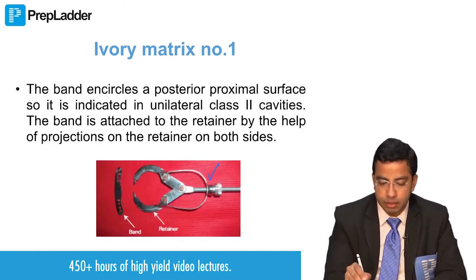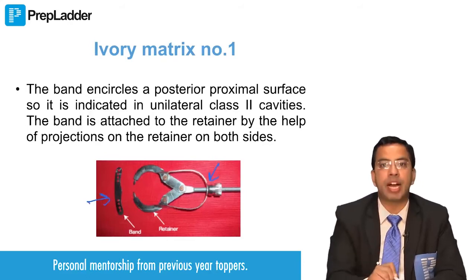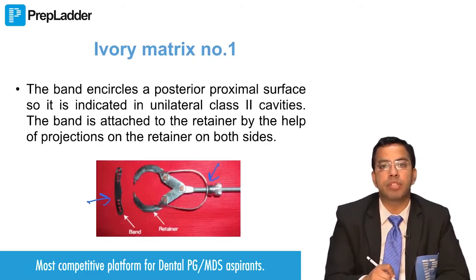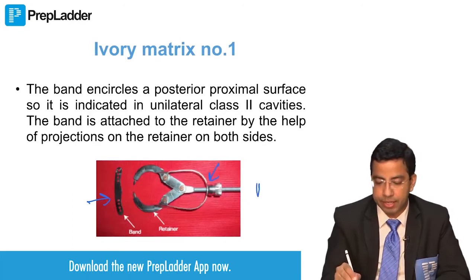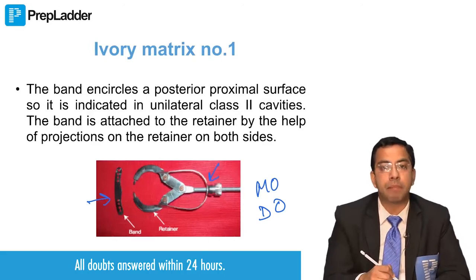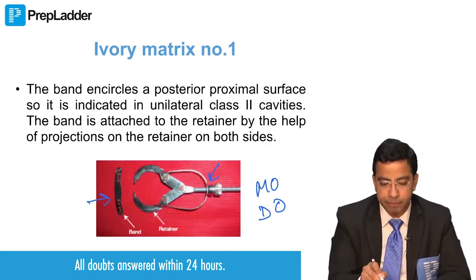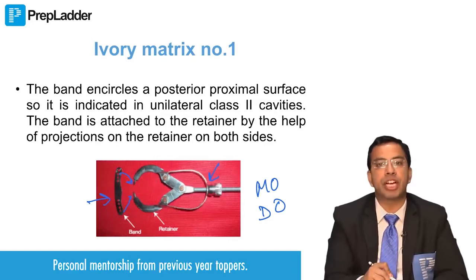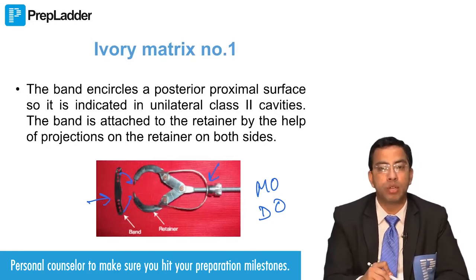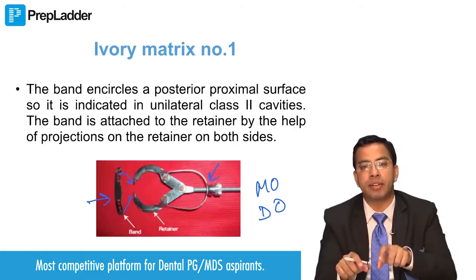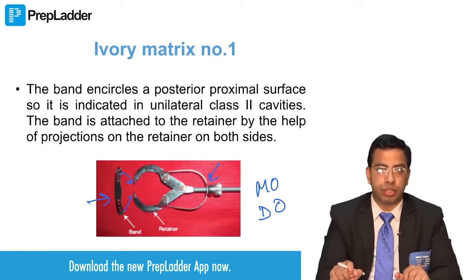This is the retainer and that is the band of the ivory matrix number 1. The band encircles the posterior proximal surface, so it is indicated in unilateral class 2 cavity, that is it is used in either MO cavity or a DO cavity, and the band is attached to the retainer. This band is attached to the retainer by the help of projections which are present on the retainer. So, first you adapt the band to the retainer and then carry this band and retainer assembly onto the tooth structure.